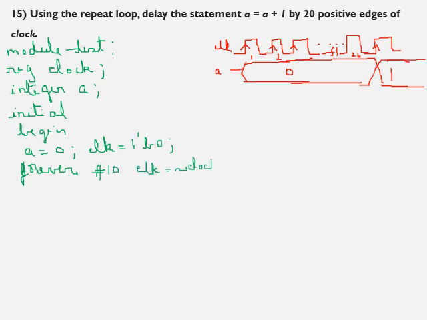So here what I am doing is I am toggling the clock for every 10 time units. That means the clock period of my clock will be 20 time units. Okay, this ends the initial loop. Now I will have the always block. So for always at positive edge of clock, this always block will be triggered only for the positive edge of the clock.